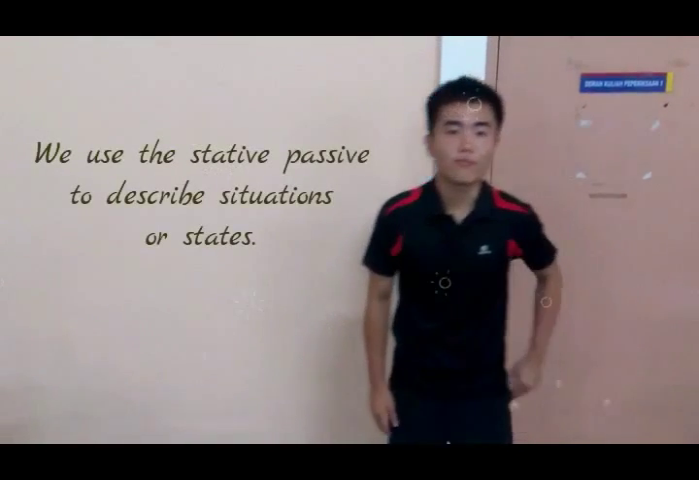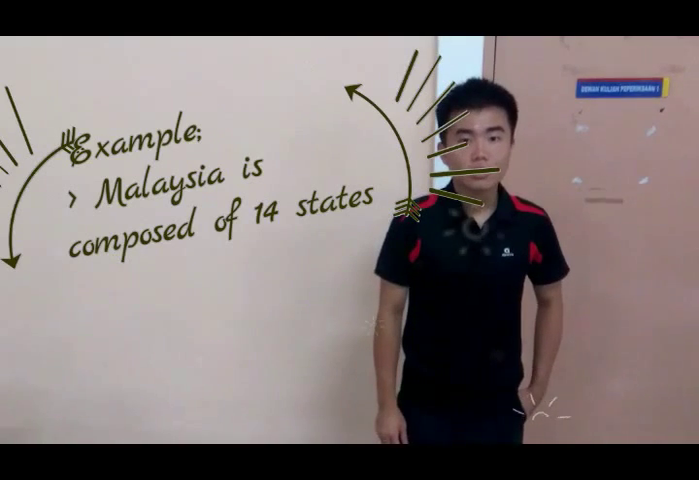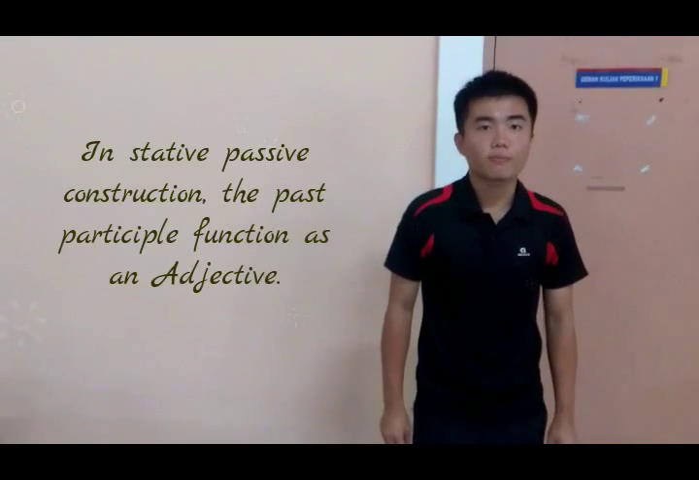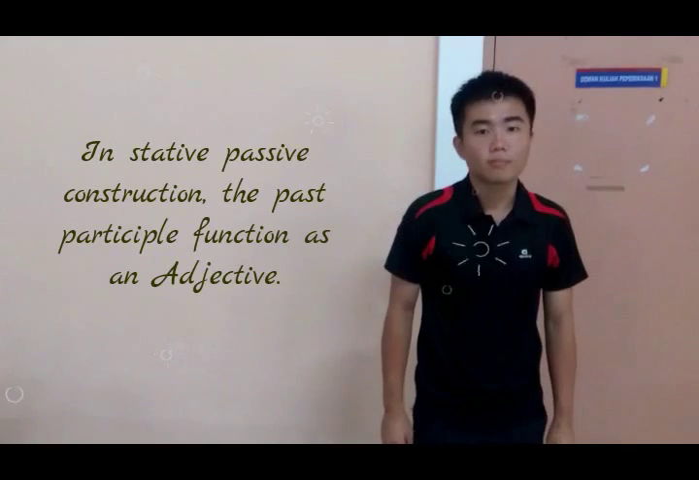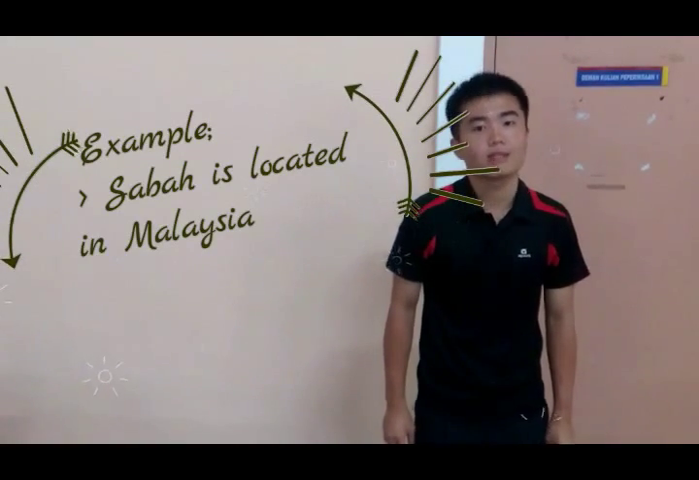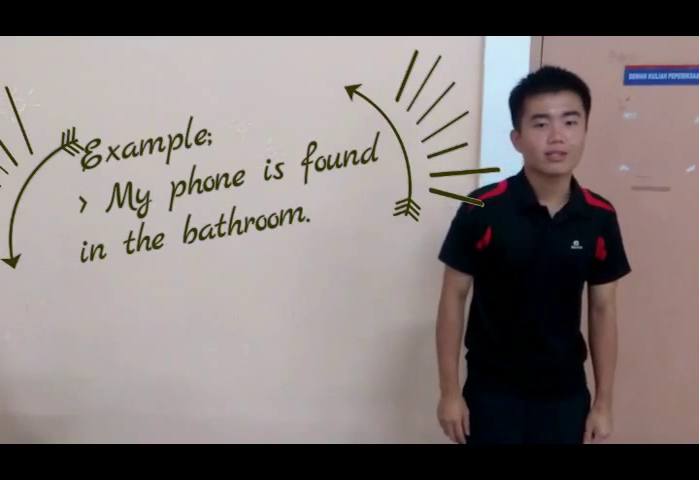We use the stative passive to describe situations or states. For example, Malaysia is composed of 14 states. In stative passive constructions, the past participle functions as an adjective. For example, Sabah is located in Malaysia. Stative passive sentences are often used in everyday English. For example, my phone is found in the bathroom.